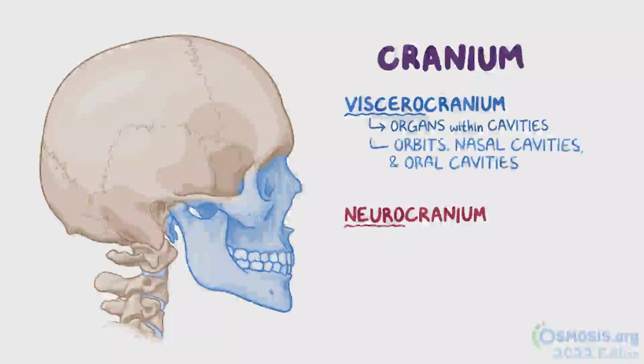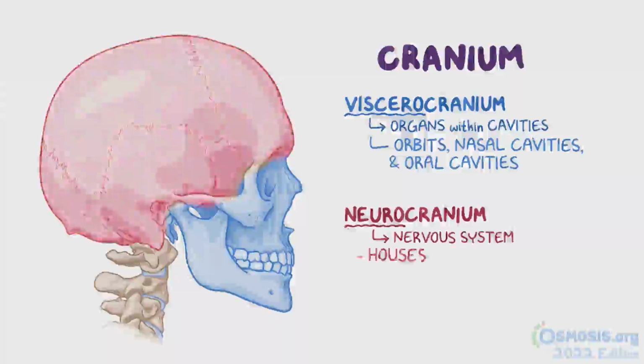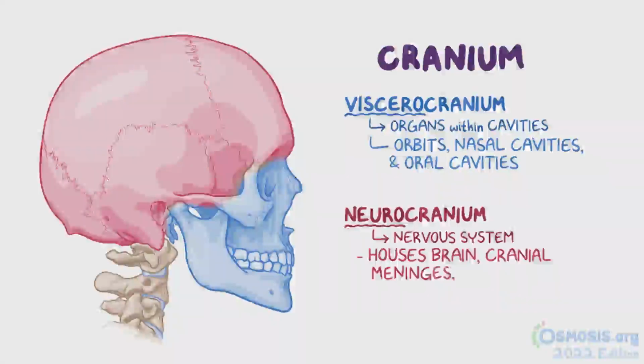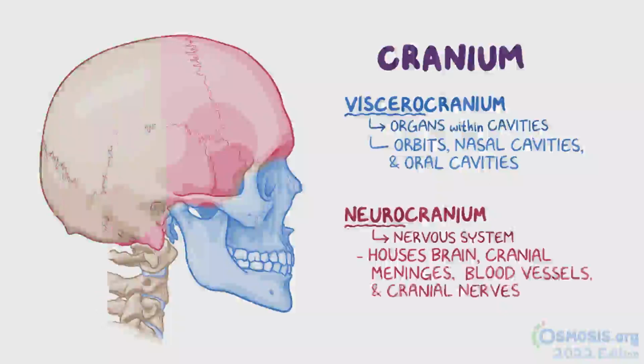Neuro, on the other hand, refers to the nervous system, so the neurocranium, also called the cranial cavity, is the superior and posterior part of the skull that houses the brain and its membranous coverings, the cranial meninges, and also blood vessels and the proximal parts of the cranial nerves.